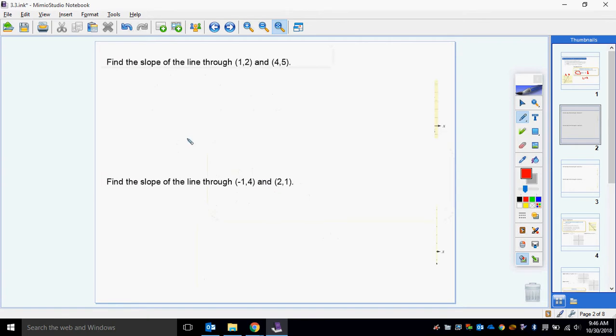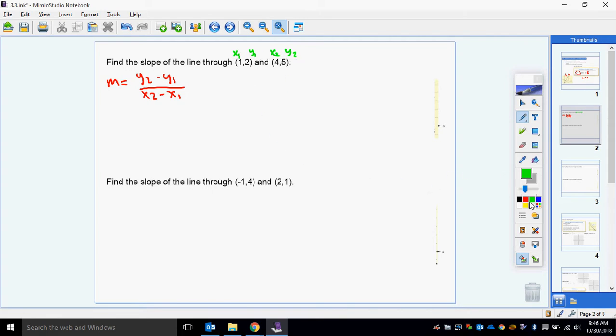So if we're thinking about that formula for slope, what I do every single time I solve these problems is I label. So I want to find the slope of this line. This line goes through the points 1, 2, and 4, 5. So I go through and I pick out my x and my y's. X comes first, y comes second, and this is the first ordered pair, so I'm going to give these 1s, and this is the second ordered pair, so I'm going to give these 2s.